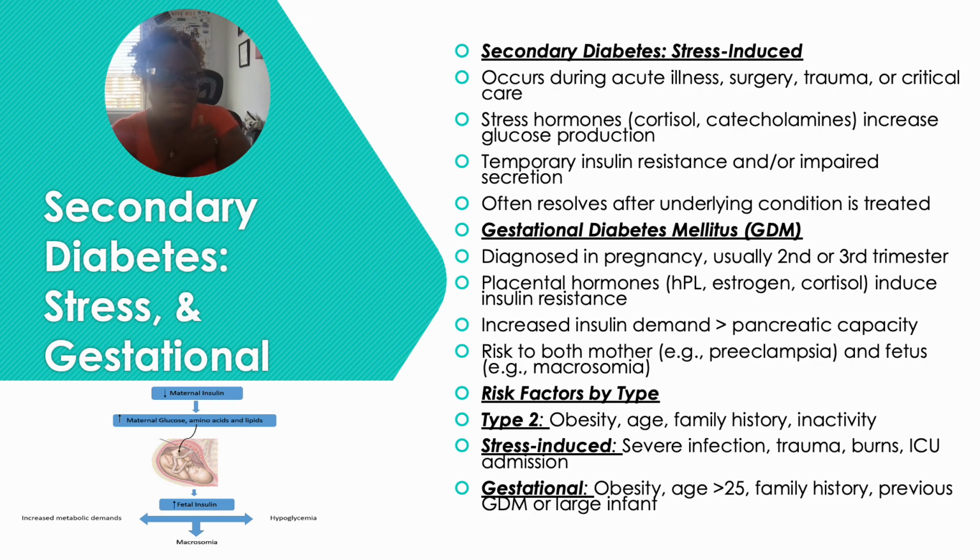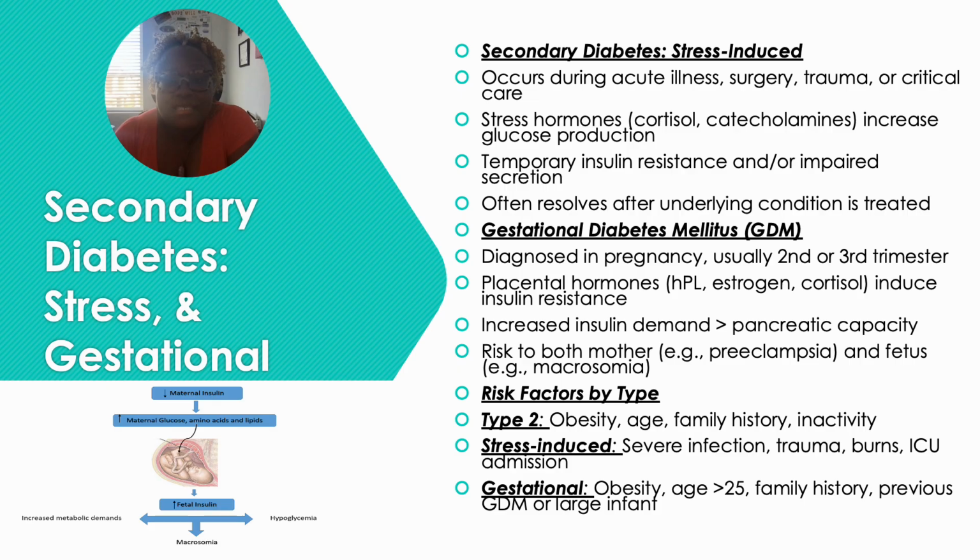Oftentimes when they're admitted to the hospital, depending on what is going on with them, with their disease processes and their comorbidities, physicians often put them on a sliding scale of insulin. That doesn't necessarily mean that they're going to be on insulin once they get discharged. It's just that with the stress of being in the hospital and what our bodies are going through when we're dealing with these comorbidities, sometimes they need that extra support with insulin injections. Stress hormones like cortisol and catecholamines increase glucose production.